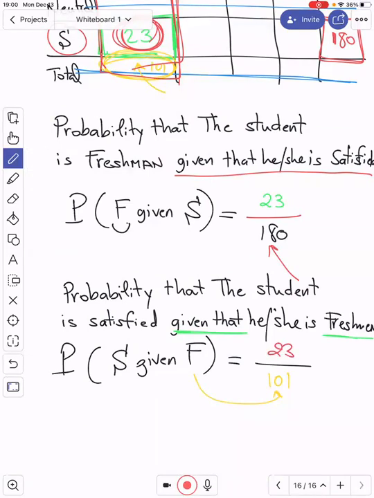And as you can see, guys, it's not the same answer. This is 23 over 180. This is 23 over 101. So it's not the same answer. It's not the same thing. It's different.